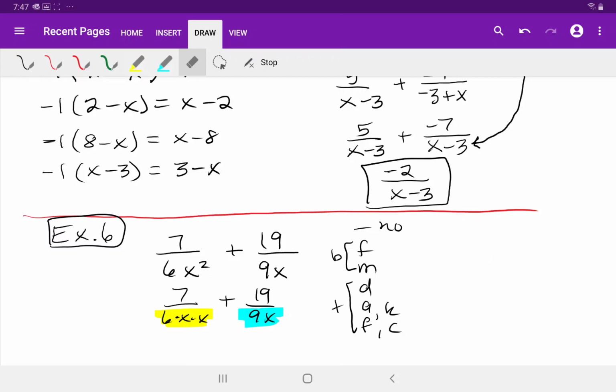Okay, so I look at that, and what should I do? What do you think? What's the blue need? And you don't have to look at the yellow first. You can look at the blue first. Sometimes I'll look at the blue first. Sometimes I look at the yellow first. I would say the blue definitely needs an x.